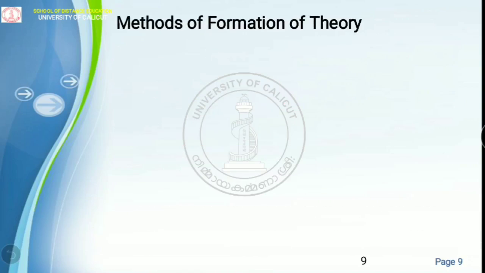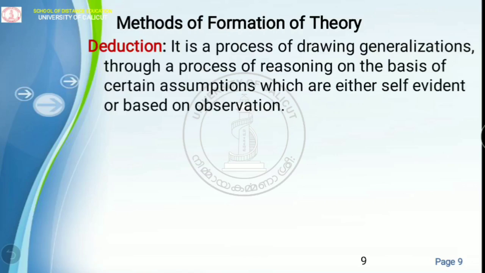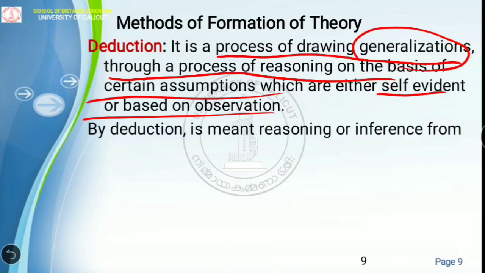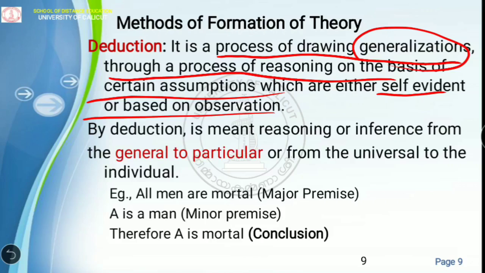So the method of formation of theory. In research, we have different methods to reach a theory. The major methods are deductive reasoning and inductive reasoning. Deduction is a process of drawing generalization through reasoning on the basis of certain assumptions which are either self-evident or based on observation. Deduction means moving from a general statement to a particular conclusion, reasoning or inference from the general to the particular. See an example.